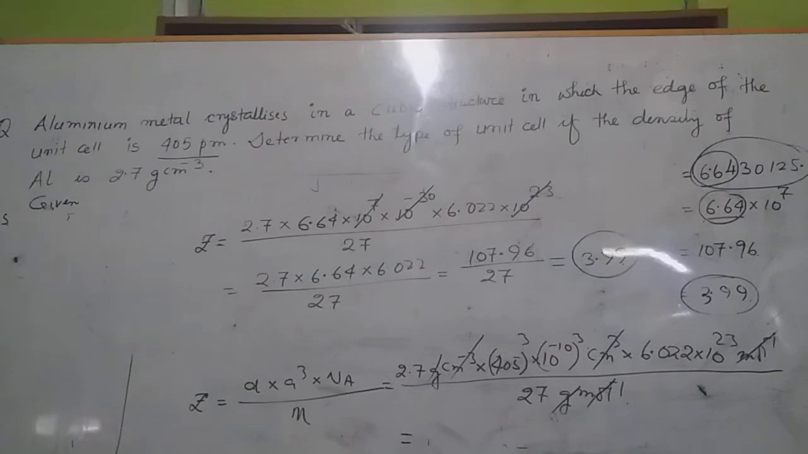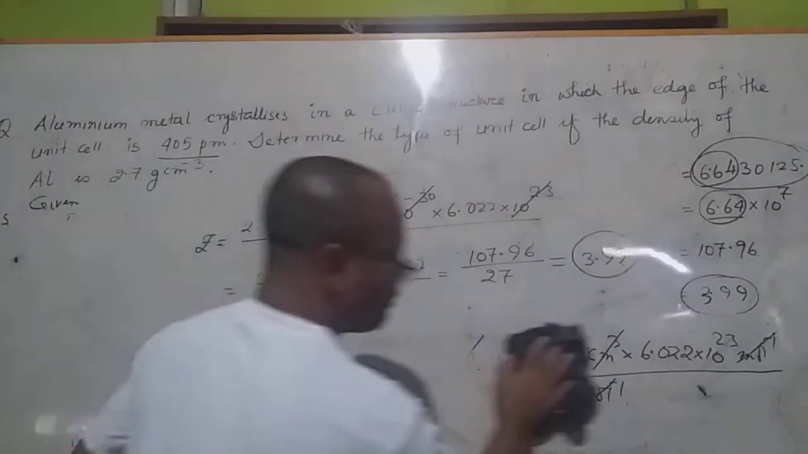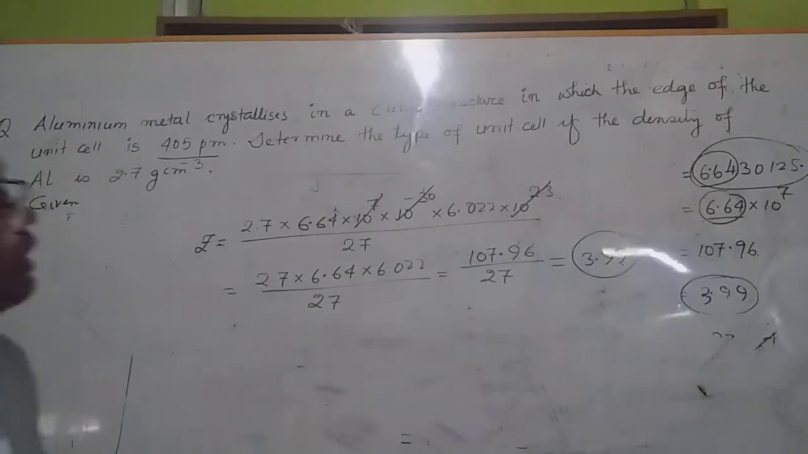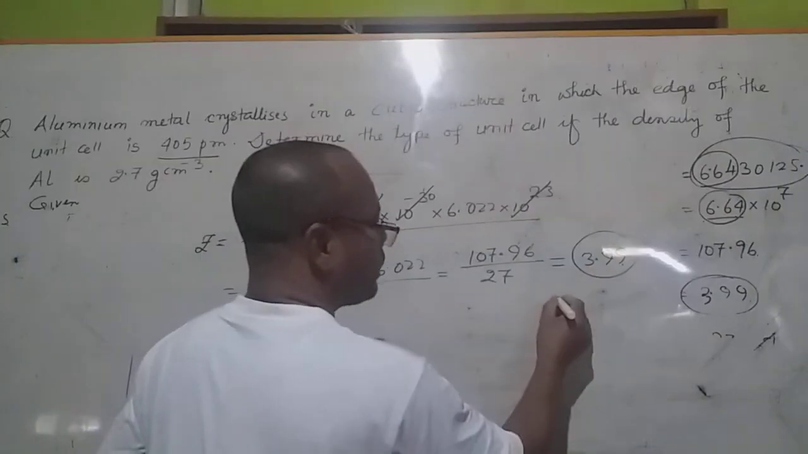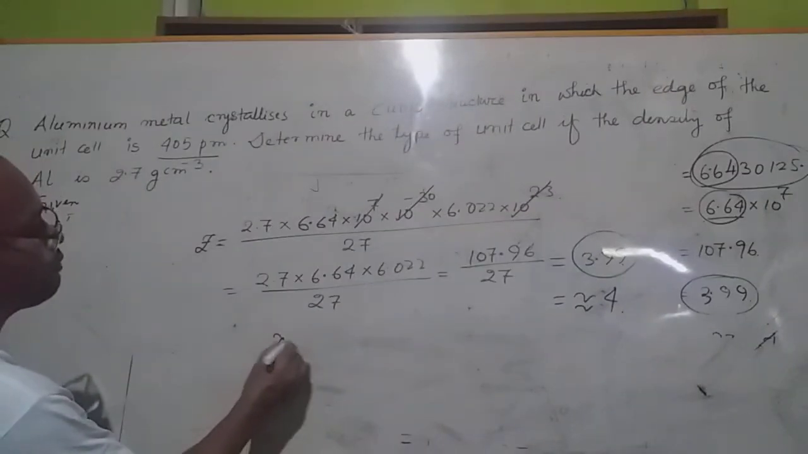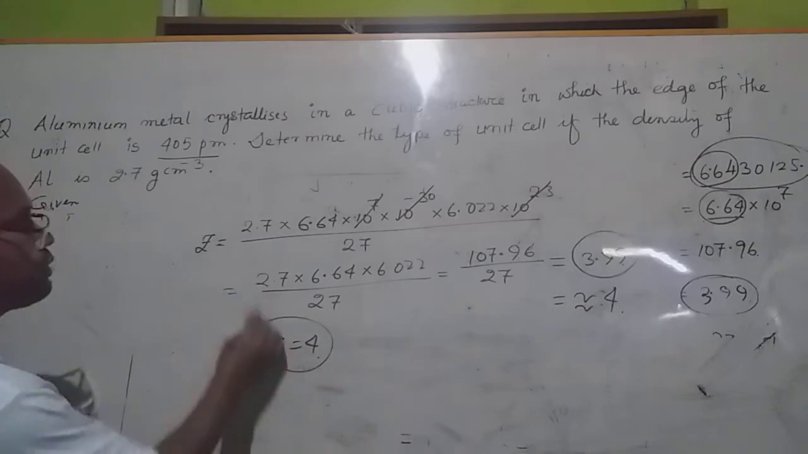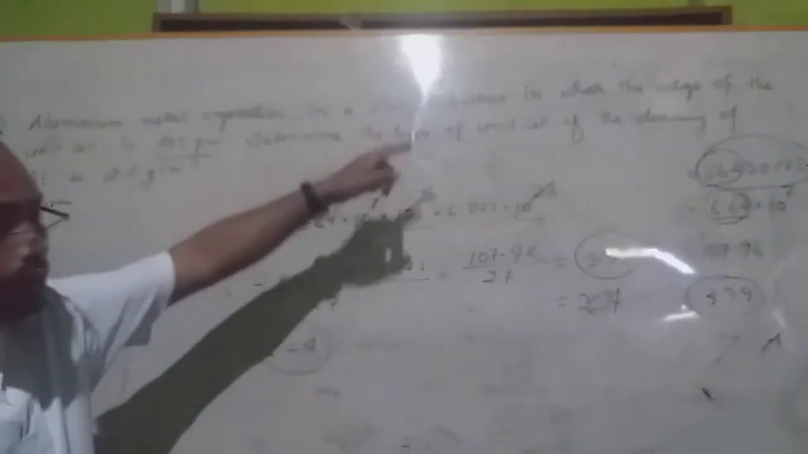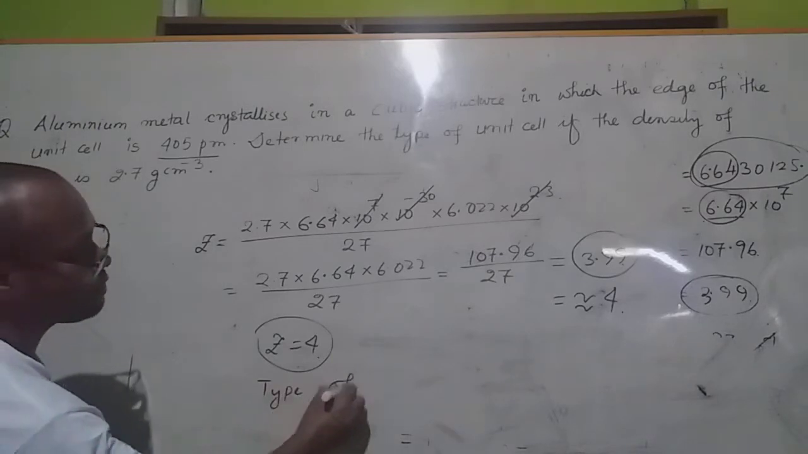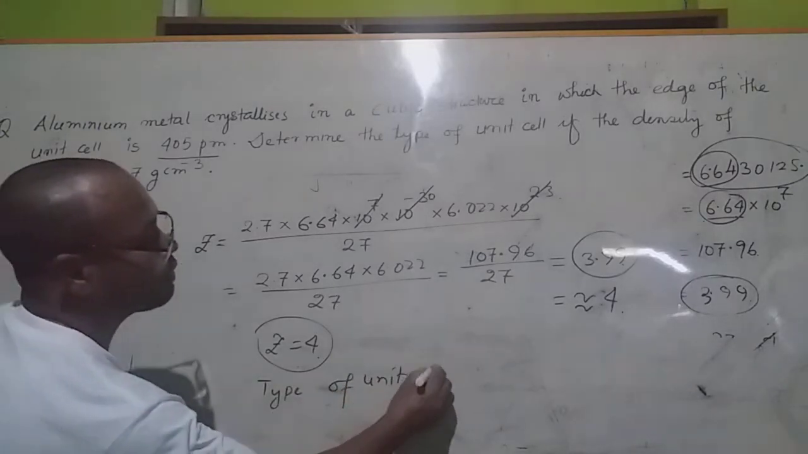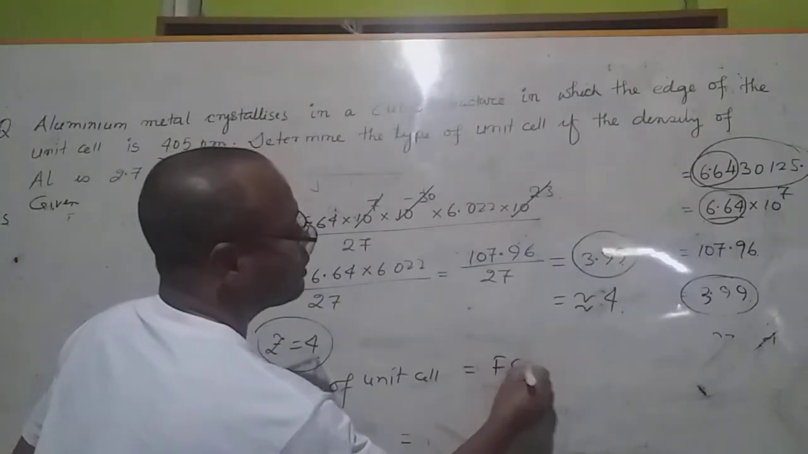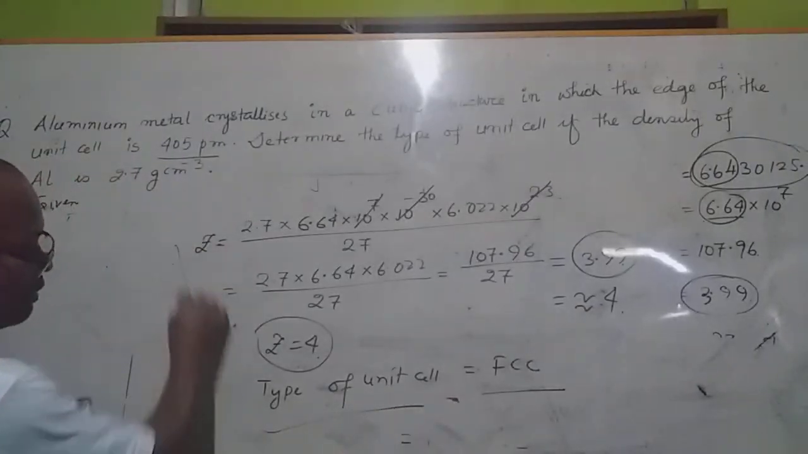But in our types of unit cells, we have only 3 values. One is 1, another is 2, another is 4. So this 3.99 is approximately close to 4. So here the Z value comes out as 4. If the Z value comes out 4, what should be the type of the unit cell? The type of the unit cell is, as I gave before, FCC. So this is the answer to that question.